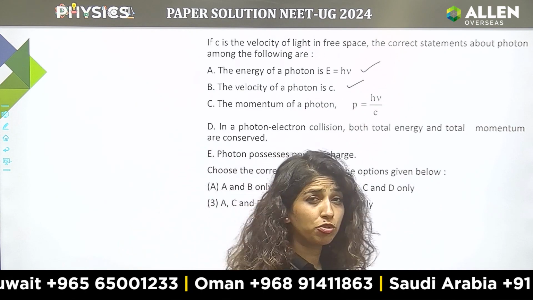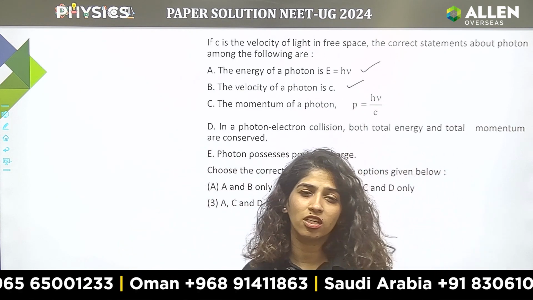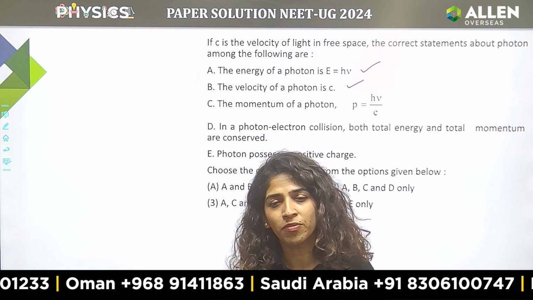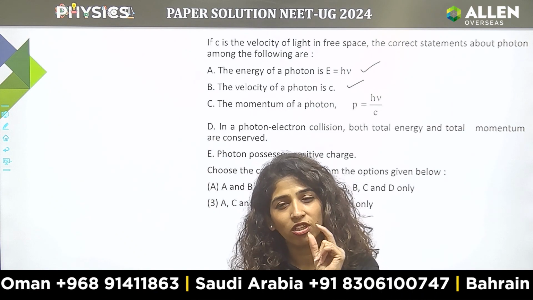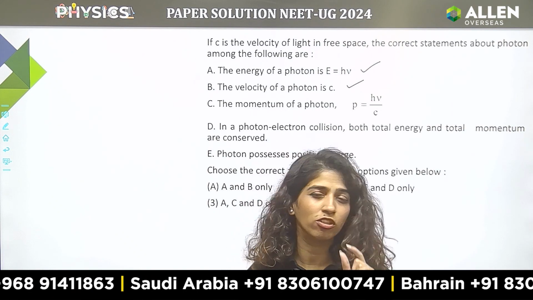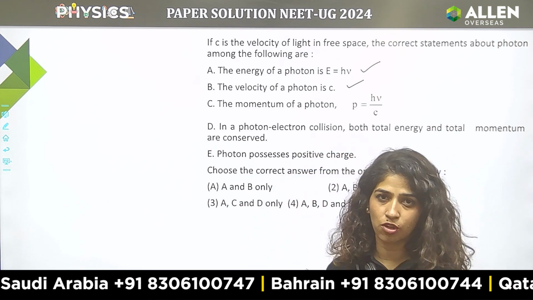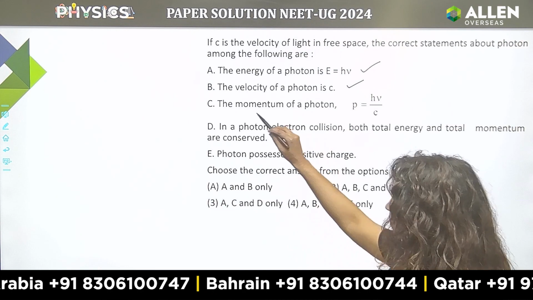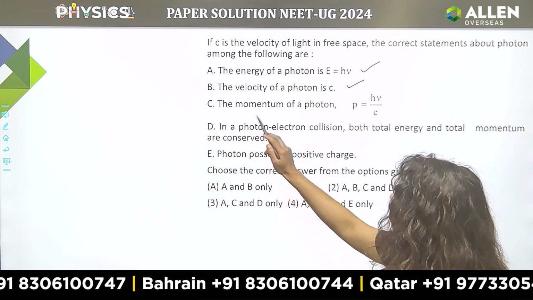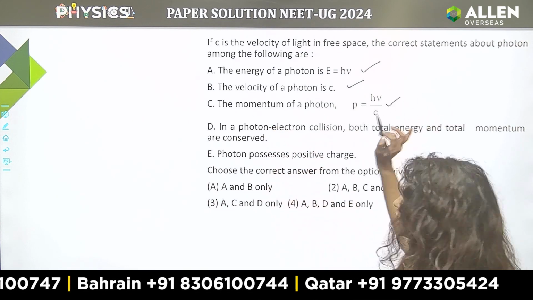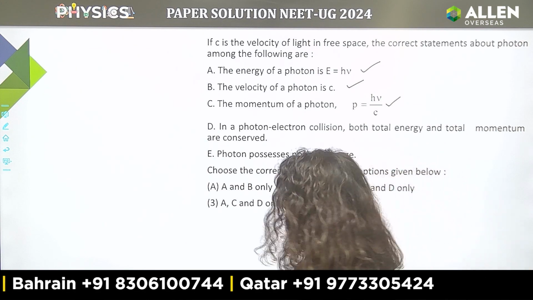Now, for those students who do not know, a photon is a packet of energy, which is how light propagation takes place. Photons are nothing but packets of energy. So they do not have mass, they do not have matter content in them. They are just packets of energy. The momentum of a photon is given by h nu by c, which is again correct.